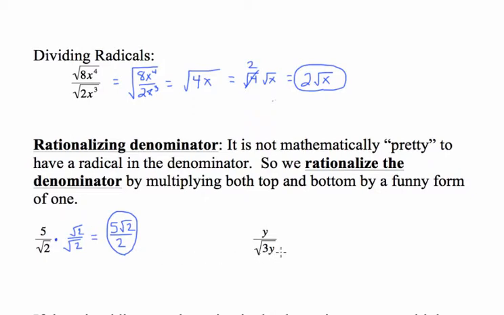Same thing here. Can't have the root in the denominator, so I just multiply by that root on both top and bottom. This is called rationalizing the denominator. Again, mathematically legal because I am just multiplying by a funny form of 1, therefore not changing the value of my original fraction. So my top is y times root 3y, and my denominator is 3y.